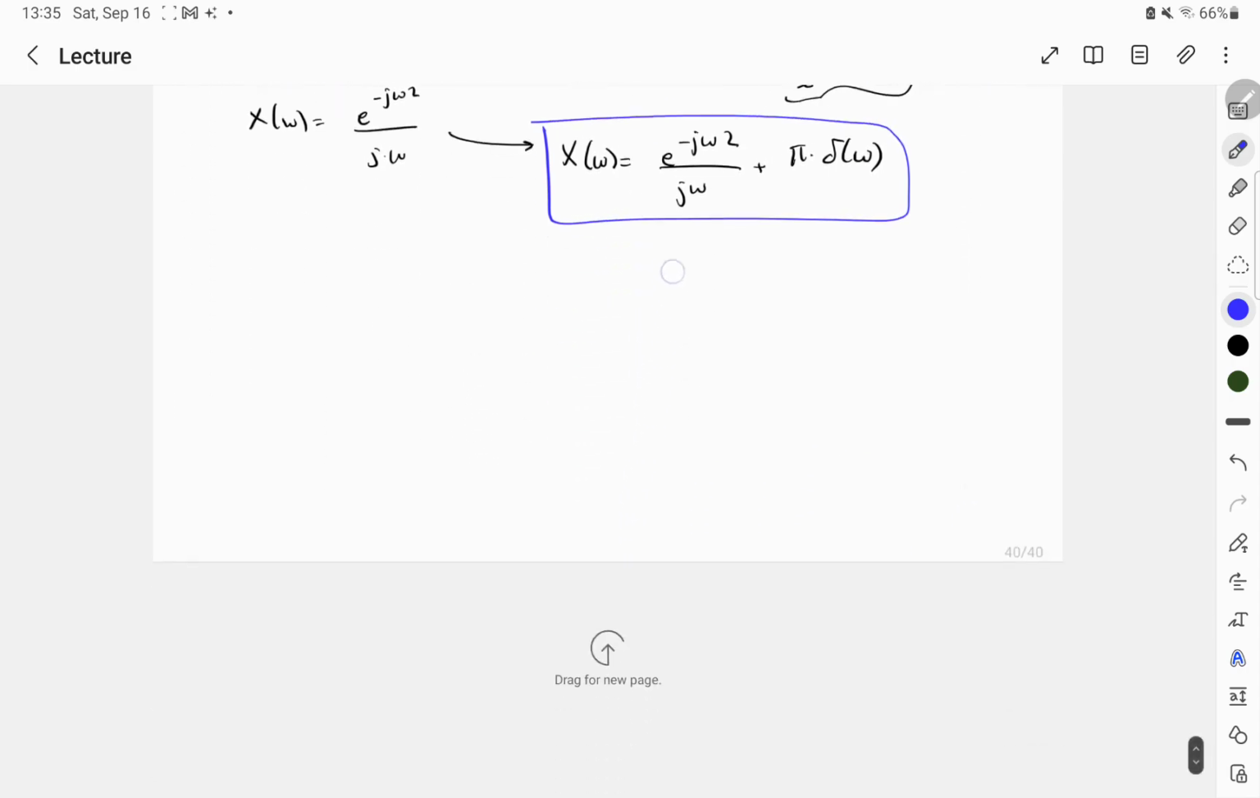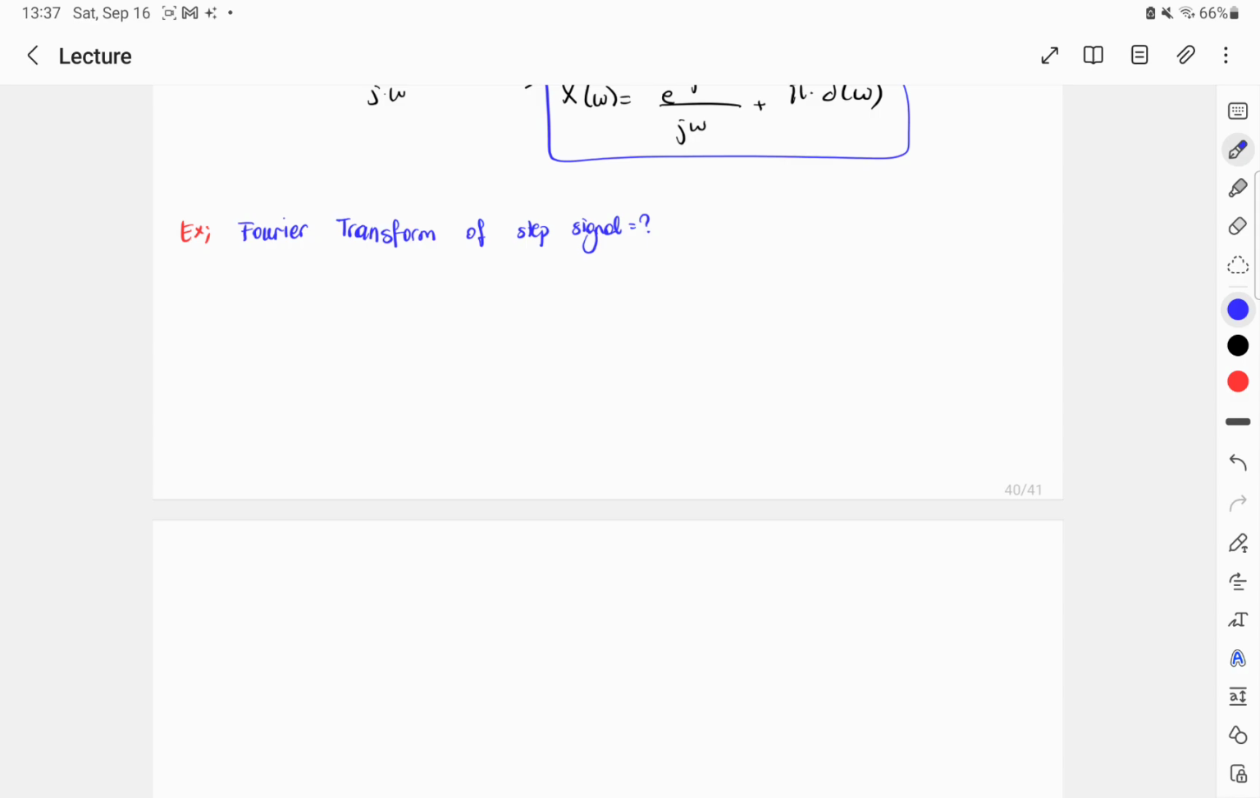Now let's continue with our examples. This time our example asks us to find the Fourier transform of the step signal, which is just this, right? It seems pretty basic and easy. However, it's not as it seems. Let me show you the reason.